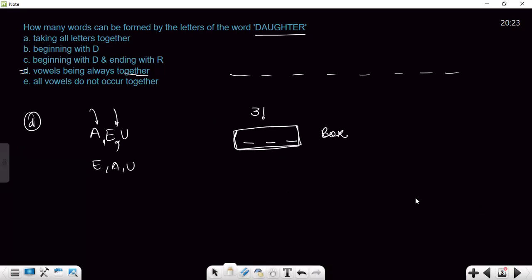Okay, fine. Now, what else are we supposed to do? We have to arrange this box with the remaining letters, that are consonants. How many consonants are there? D, G, H, T, R. There are 5 consonants. So we have a box of vowels and we have 5 consonants. Now we have 6 elements.